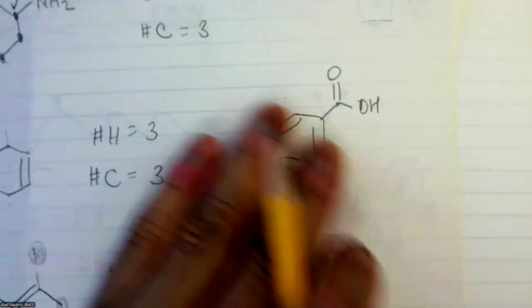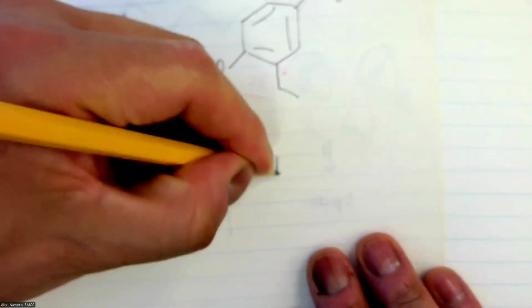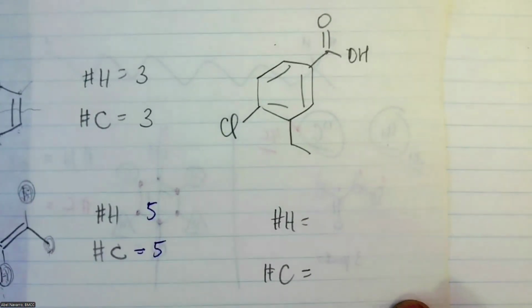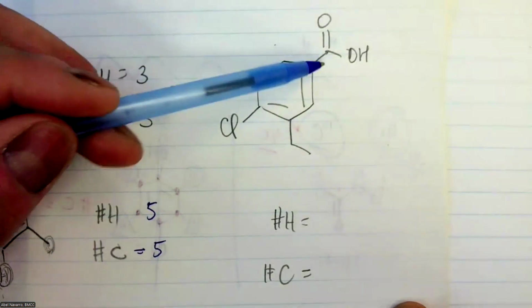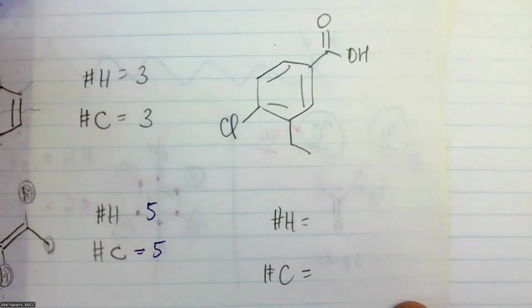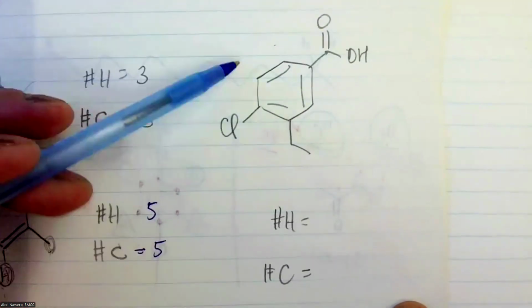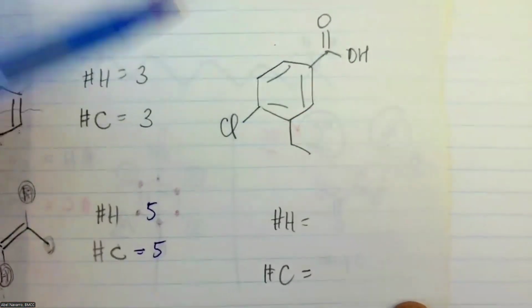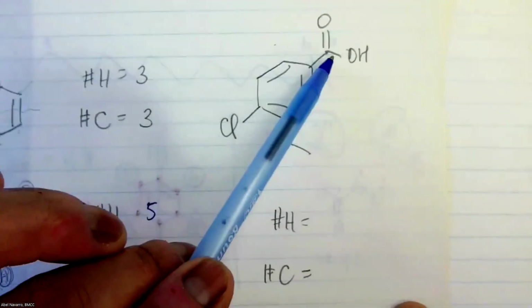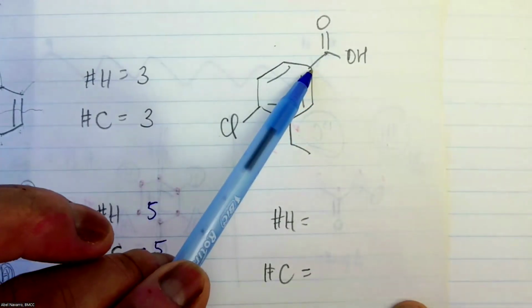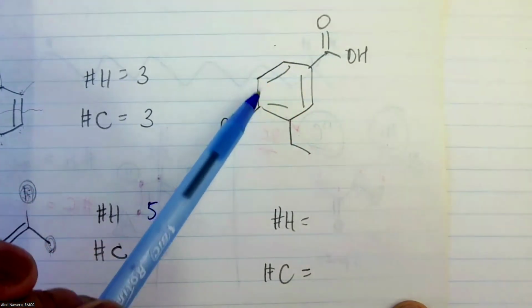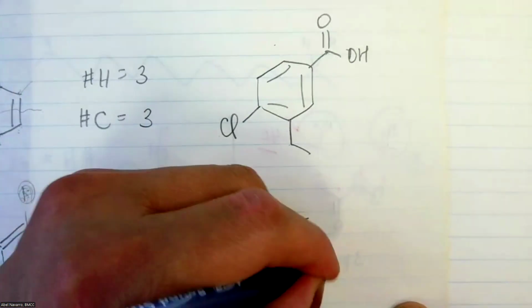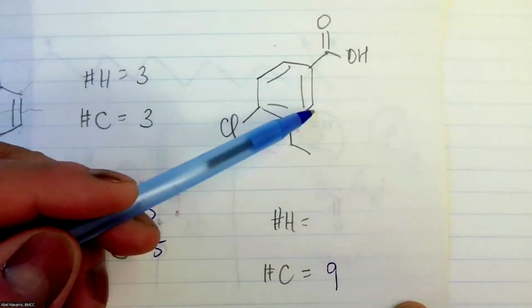How many carbon peaks? How many hydrogen peaks? Okay, carbon. Carbon is the easiest. Is there any plane of symmetry? No, I don't see a plane of symmetry. The ring doesn't have a plane of symmetry, has a chlorine, has an ethyl, has a carboxyl. There's no way I can find a plane of symmetry. So 1, 2, 3, 4, 5, 6, 7, 8, 9. This one is not symmetrical.